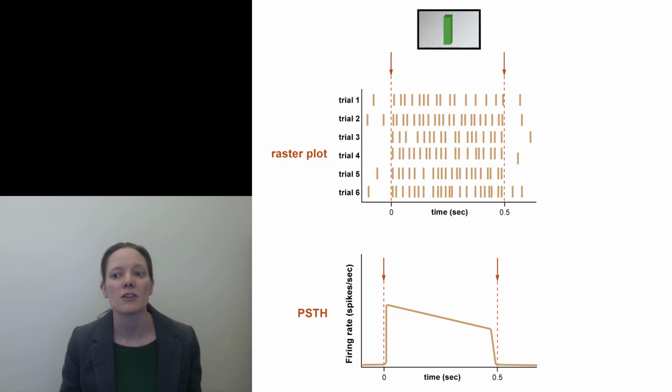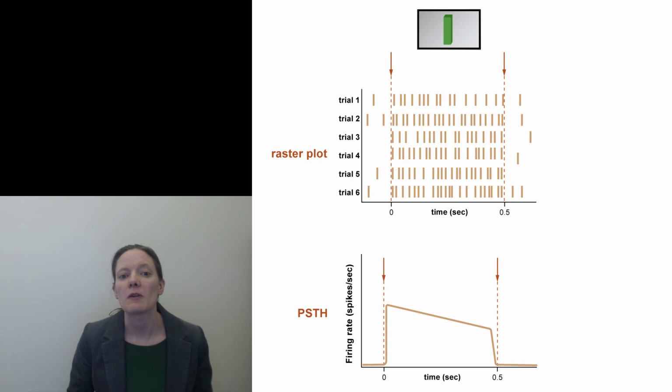We align the firing rate of the neuron to some external event, for example, the time when a visual stimulus appeared on the screen. And usually the firing rate we plot in a PSTH is the average, obtained over multiple presentations of the same stimulus to account for variability in neural responses from trial to trial.